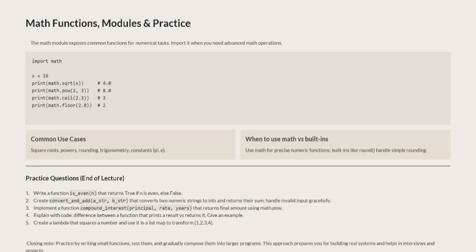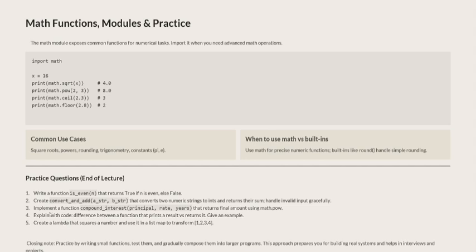Okay, so you guys have to do it by yourself. I'm not going to do all these questions. Number 2, create convert_and_add, taking a string and b string, that converts two numeric strings to ints and returns their sum. Handle invalid input gracefully. Here the inputs are strings. We need to convert them into integers and then add them.